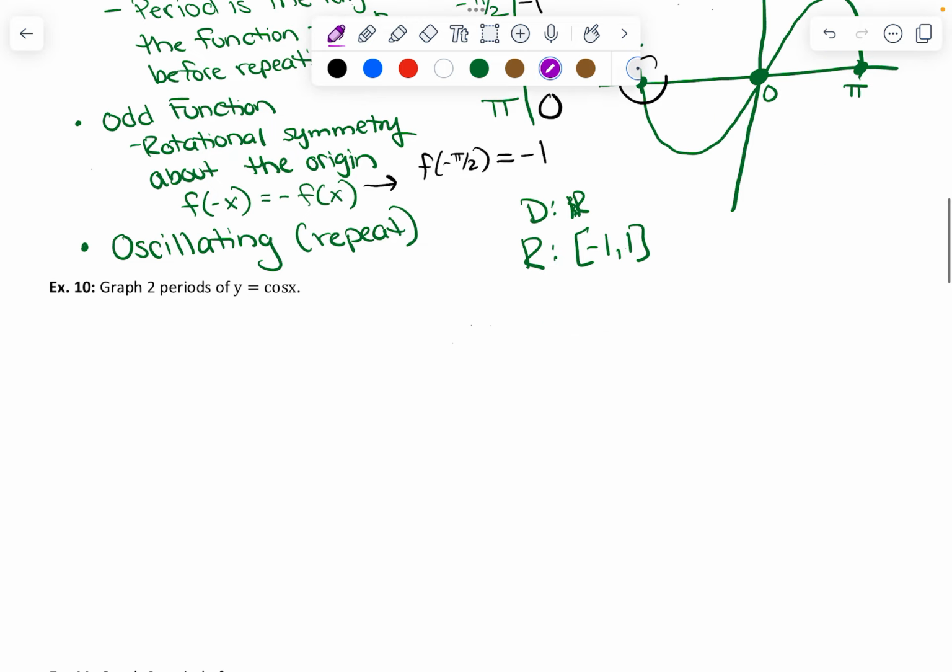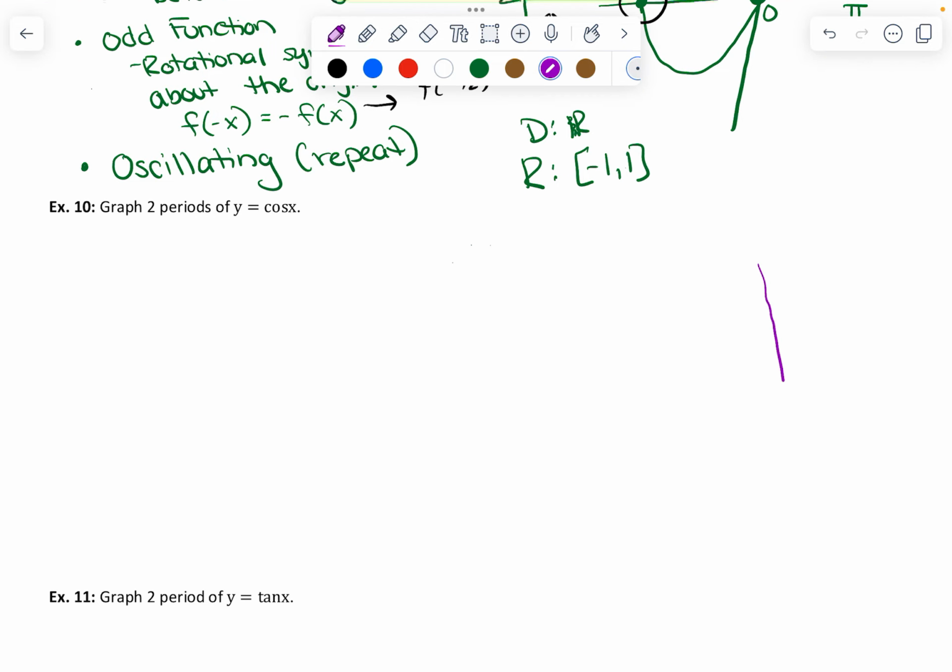Okay. Cosine, I'll go ahead and draw the sketch, and then we'll talk about it from there. So we'll go here. Come up, and then we come back down. So this is a rough sketch of cosine.